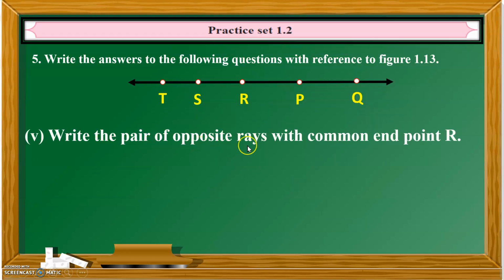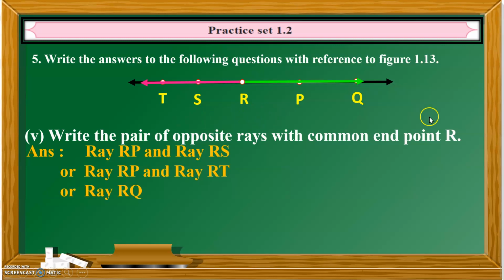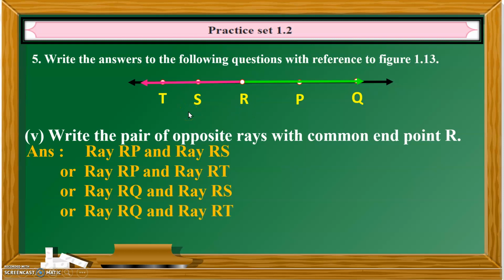Write the pair of opposite rays with common endpoint R. So let us have opposite rays starting with R. This is one ray, this is the other. These are in opposite directions. So these are the opposite rays. So you can have ray RP and ray RS, or ray RP and ray RT, or ray RQ and ray RS, or ray RQ and ray RT. All the answers are correct, children.